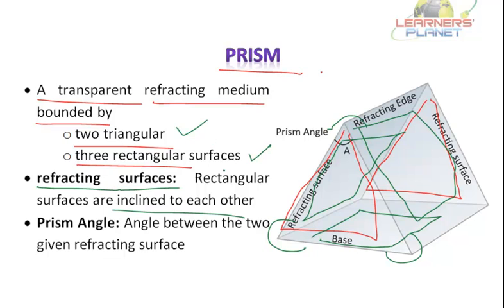Okay? And the entire material is made of a single medium. It may be glass or it may be any kind of special transparent medium. So this is how a triangular prism looks like. Okay, and the angle between two refracting surfaces is known as prism angle.